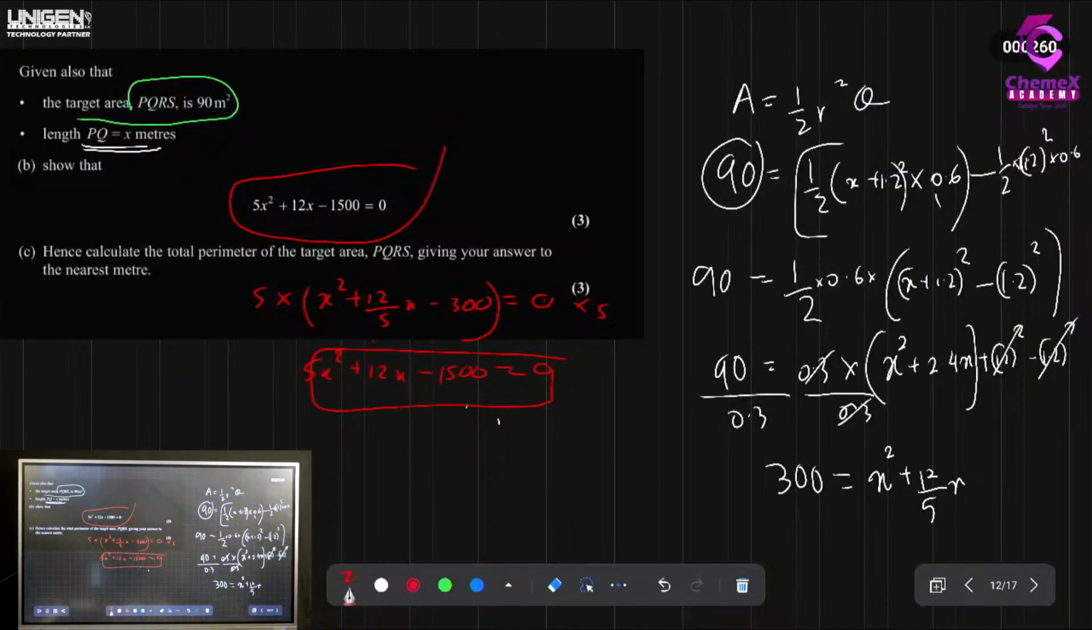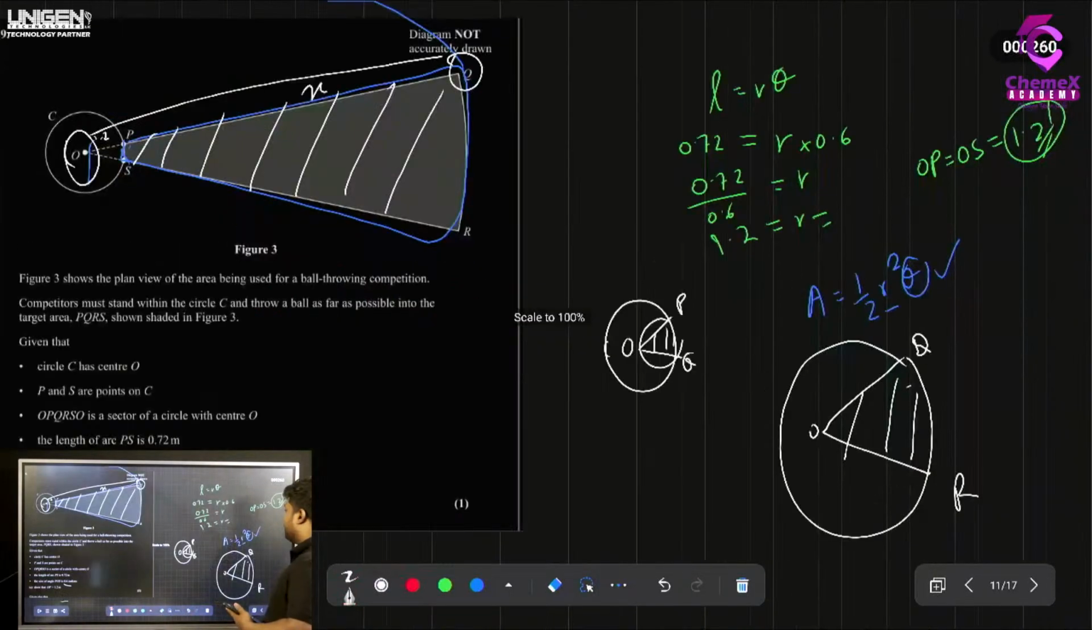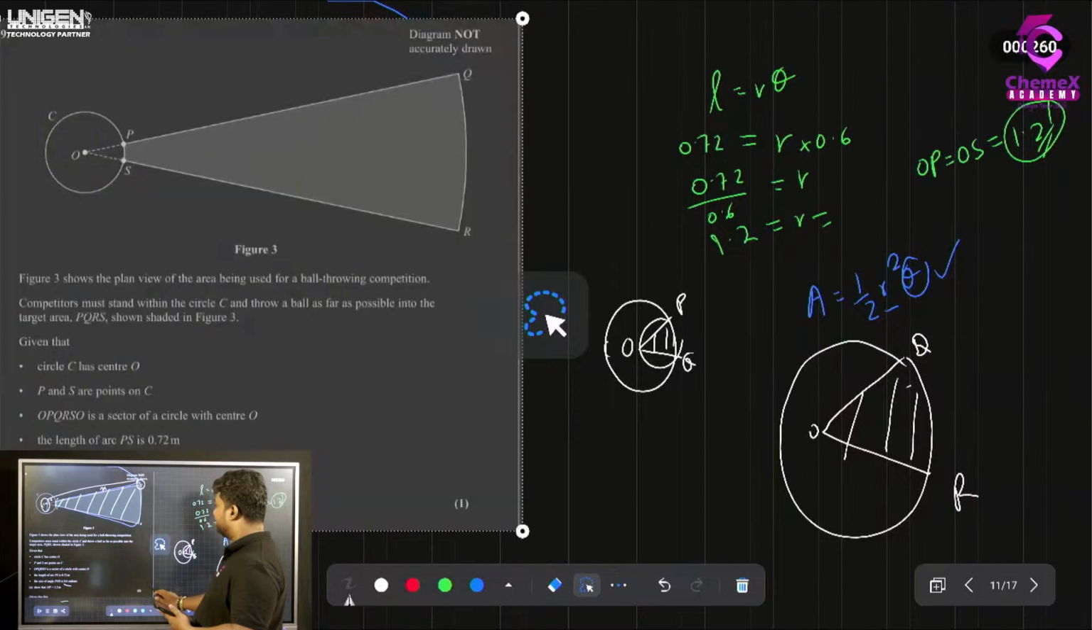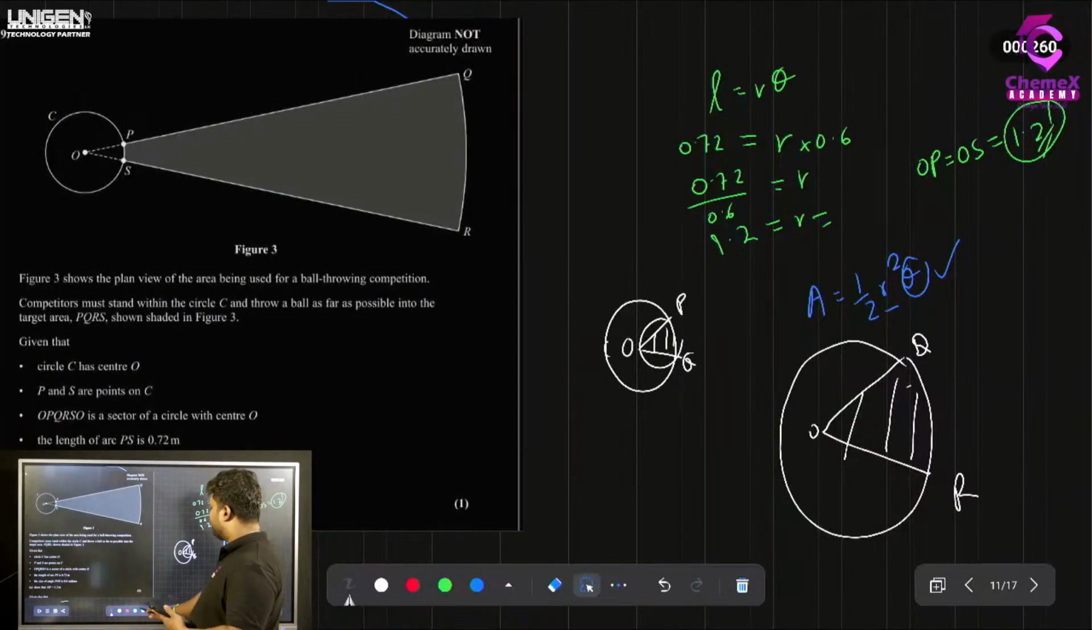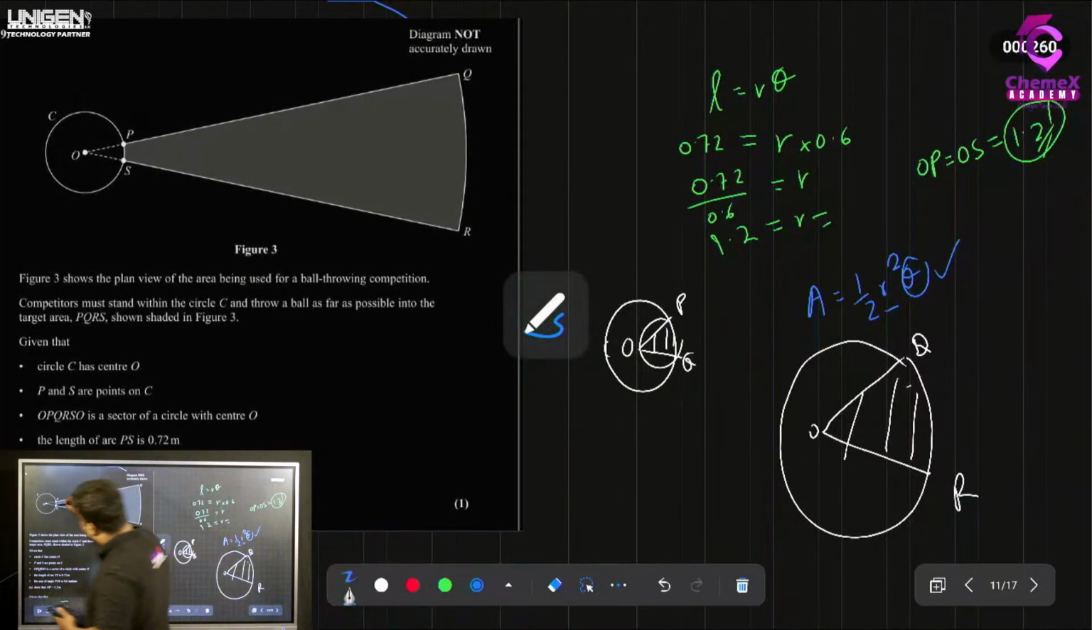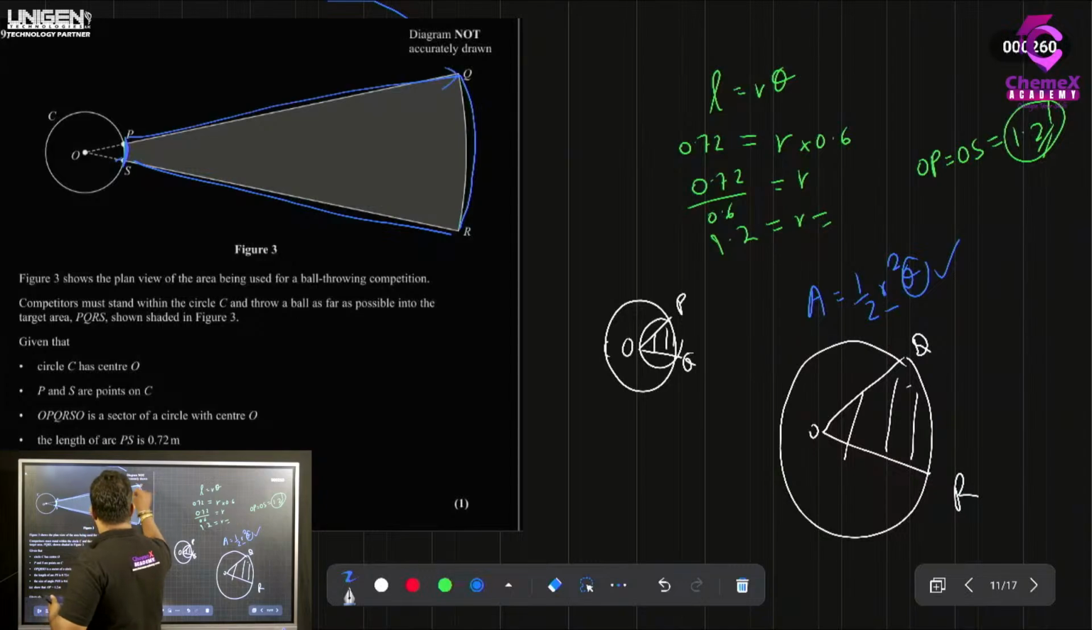No, sir. Okay. Part C. Hence, find the total perimeter of the target PQRS. In order to do that also, you need this arc length and this arc length and this and this, right? Those are what we need.